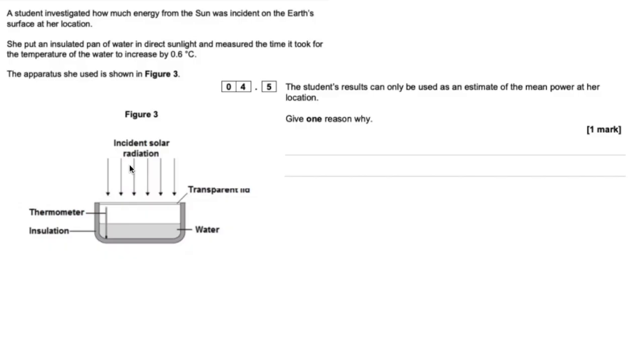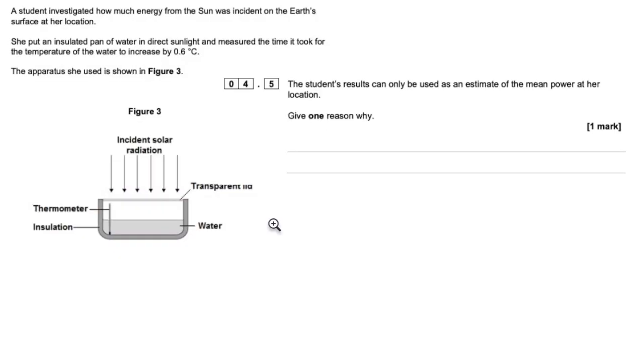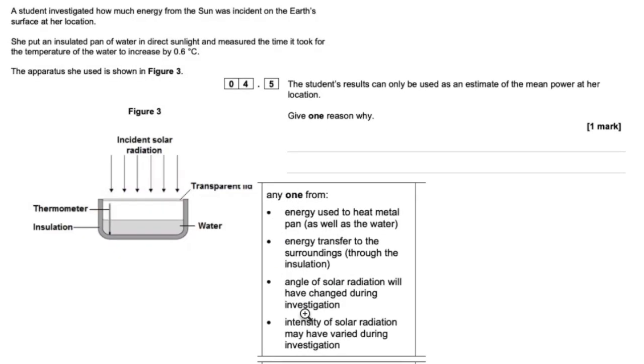So there can be multiple reasons for this. This is a snippet from the mark scheme. As you can see, there can actually be 4 possible answers to this question. So let's go through each one of them and see why they are the correct answer.